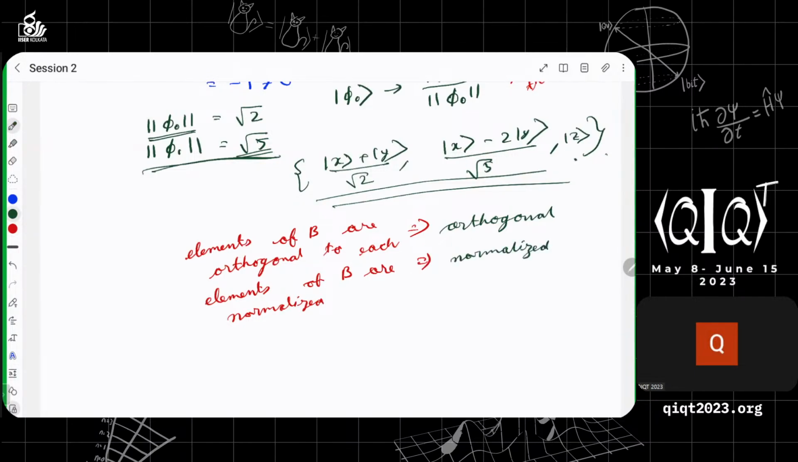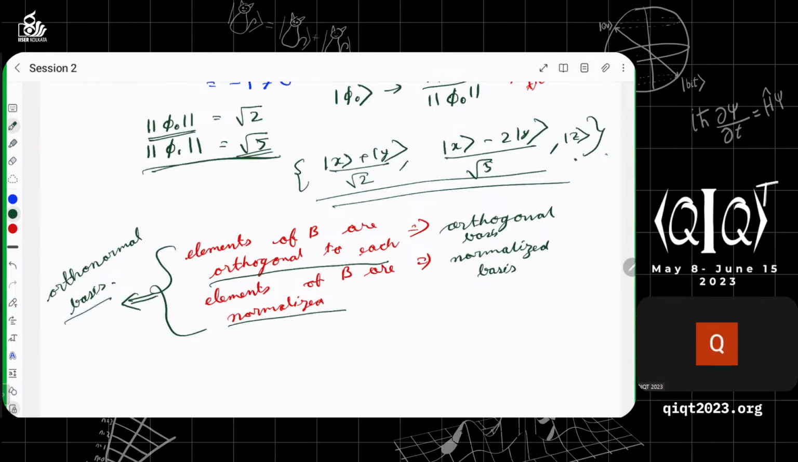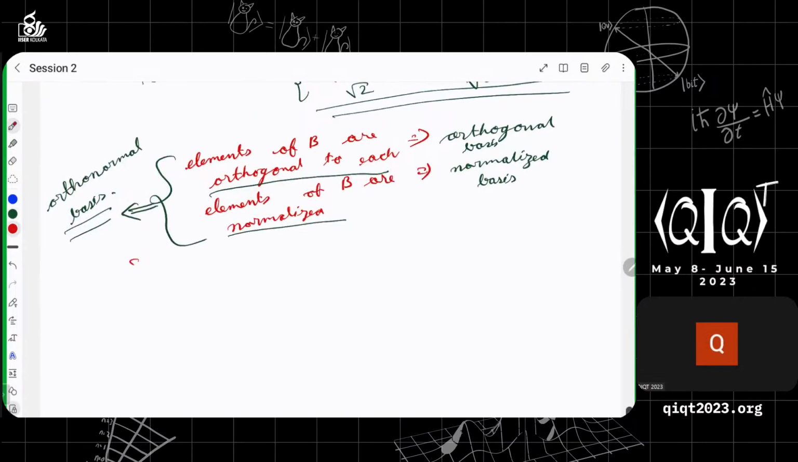But suppose there's a basis which satisfies both the conditions. So elements are orthogonal to each other and elements of B are normalized, then we call it an orthonormal basis. Okay, so this is just nomenclature. So as you can see, x, y, z here, every vector is a unit vector or norm 1, and they are orthogonal. So this is an orthonormal basis.